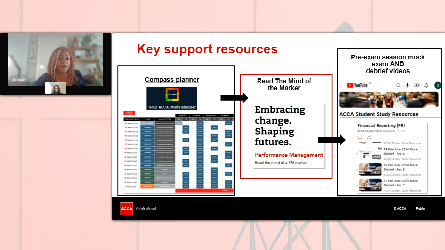So FR, performance management, financial management, audit, whatever exam you are taking, you will find videos organized according to playlists. So it's something that you should definitely become familiar with, and refer to it during your studies.